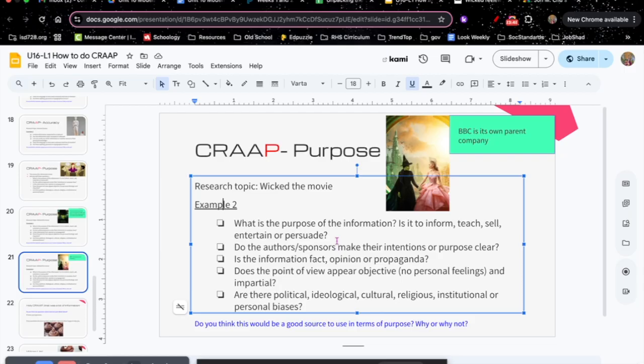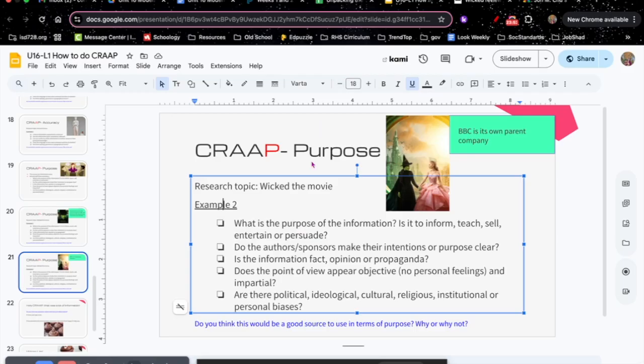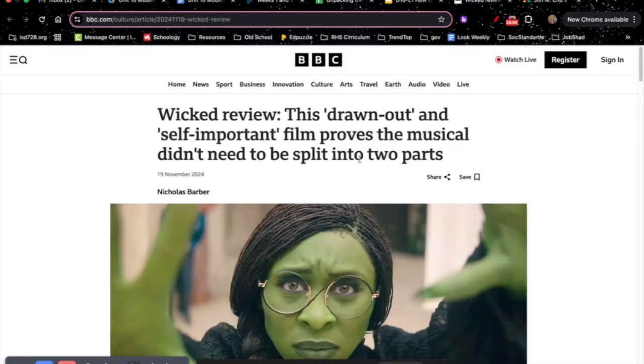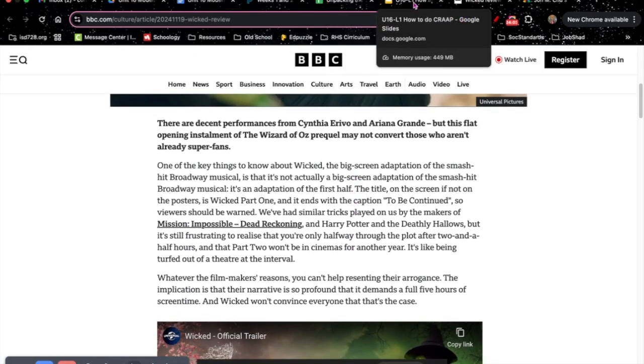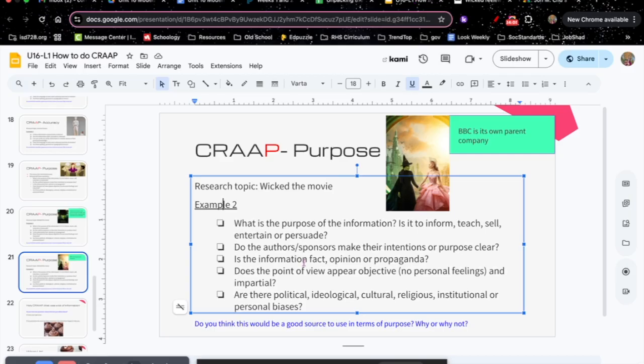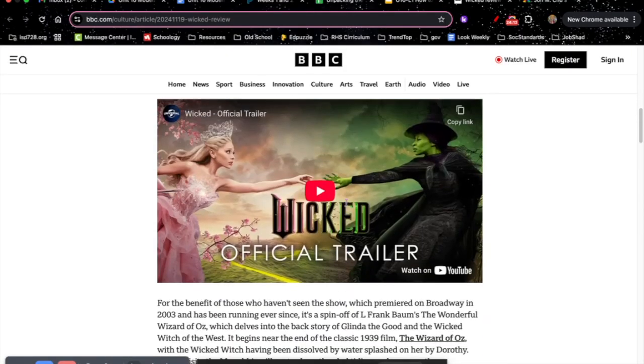Is the information fact, opinion, or propaganda? Well, it is a movie review, so probably opinion. And does the point of view appear objective, meaning no personal feelings and impartial? Again, it's a movie review, so there's definitely going to be some opinions. And are there political, ideological, cultural, religious, institutional, or personal biases? Again, there will be personal biases because it's a movie review.